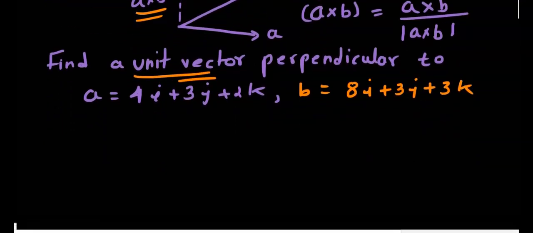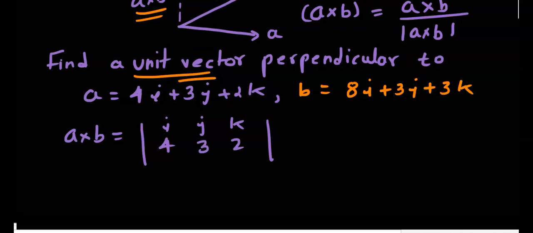So the cross product of A cross B we can find using the matrices rule. So write down here i, j and k. Here it is 4, 3 and 2, and here is 8, 3, 3. As I explained how to find matrices, we consider the signs here. So this is with plus, this is with minus and plus.